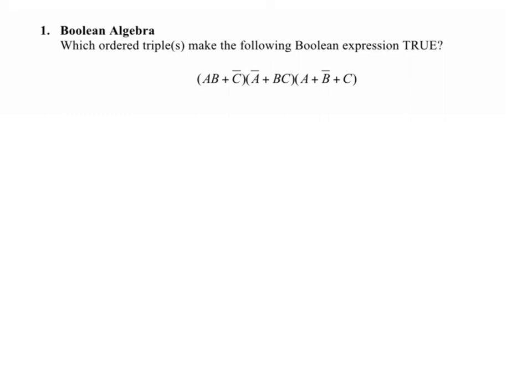All right, now we're going to do the first problem from the third ACSL quiz in 2013-2014. And the most important thing to do with these Boolean algebra problems is to make sure you read the question very carefully. So we're looking for which ordered triplets make the following Boolean expression true. Not how many, but which ones.